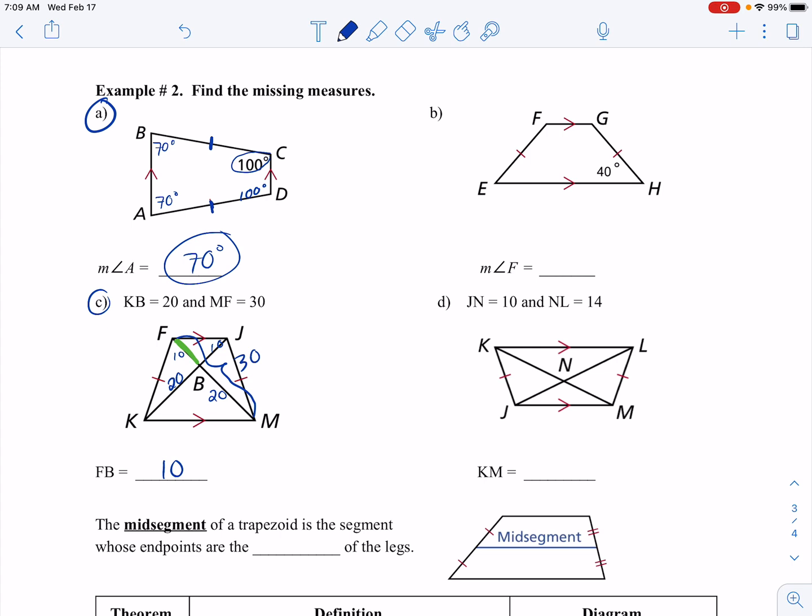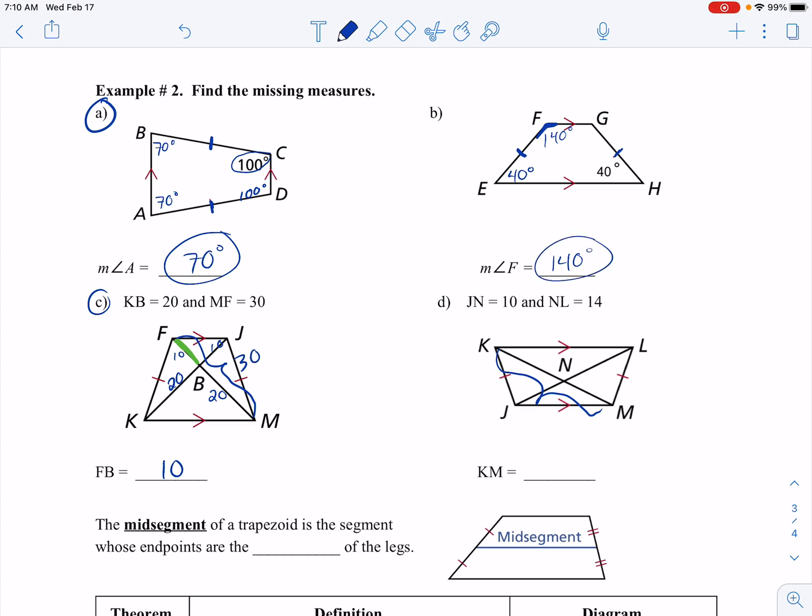All right, try B and D on your own. B, you're solving for the measure of angle F. D, you're solving for the length of KM, this whole diagonal. Go ahead. Okay, for B, again, E is a base angle. This is an isosceles trapezoid. You have the legs that are congruent. So then your base angles are congruent, 40 and 40. And then the leg angles are supplementary, which means F and G were both 140 degrees.